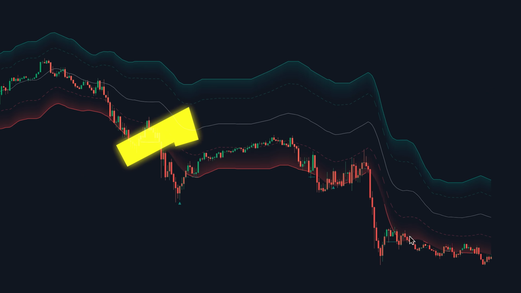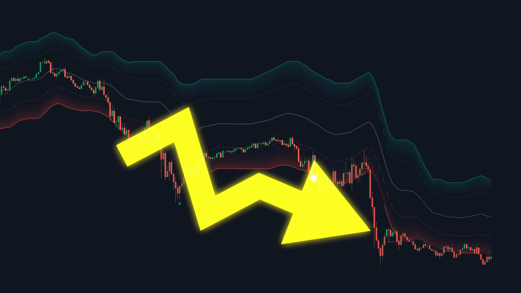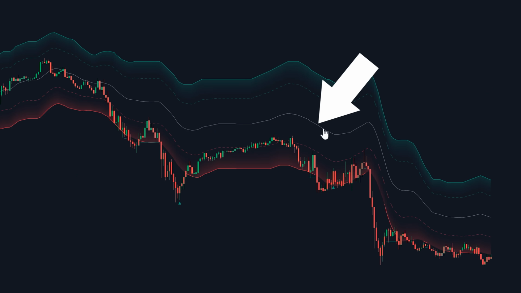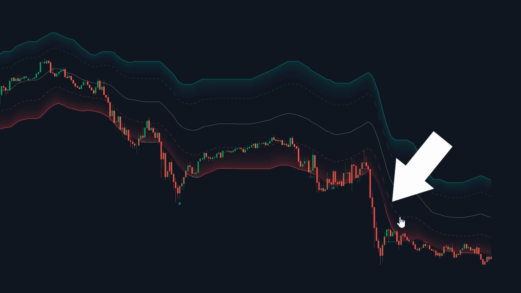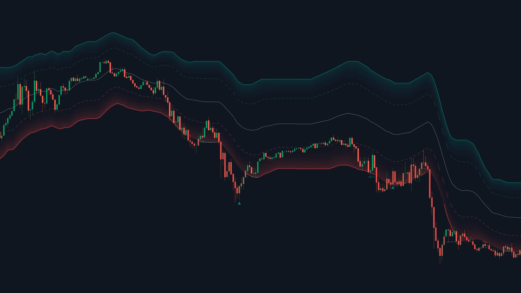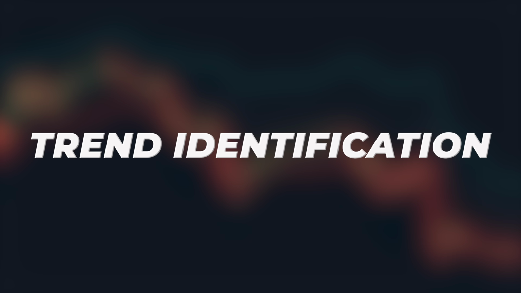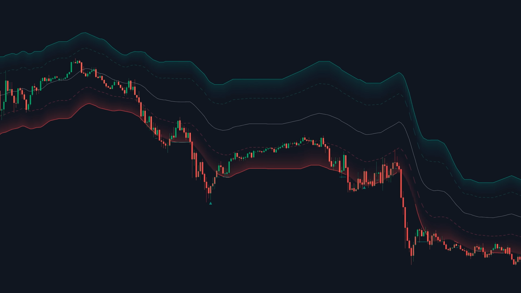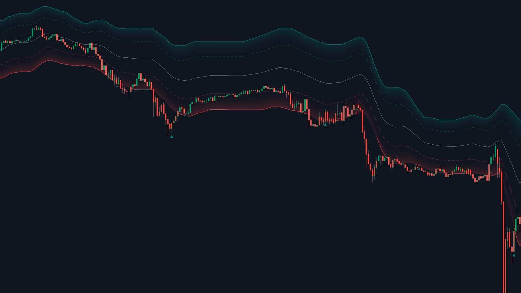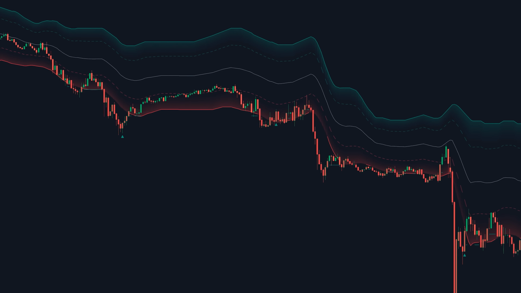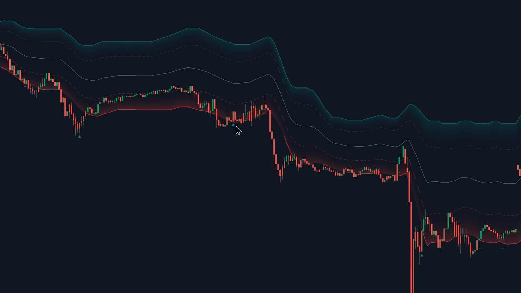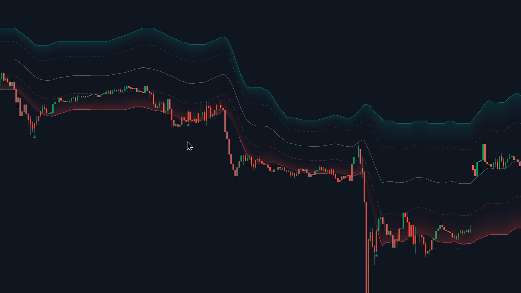Now, for a bearish trend, the price, of course, would need to be below the midpoint. And then for a strong enough bearish trend, you would want it to be consistently trading under the lower inner band. Now, using this indicator for trend identification is just one of the methods of trading with it, but there are other ways. Now, remember these buy and sell signals? Well, let me show you a strategy that you can use to trade with these signals.